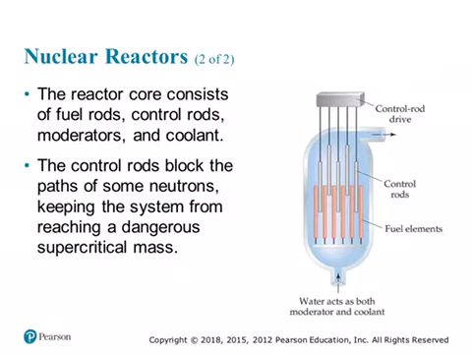An important part of the reactor core are the fuel rods, control rods, moderators, and coolant. This is part of the reactor core where it all starts. The water acts as a moderator and a coolant. You have your fuel elements and you have your control rods. The primary role of the control rods is to block the path of some of the neutrons because we don't want it to reach that supercritical mass. That means nothing good. Explosion time.